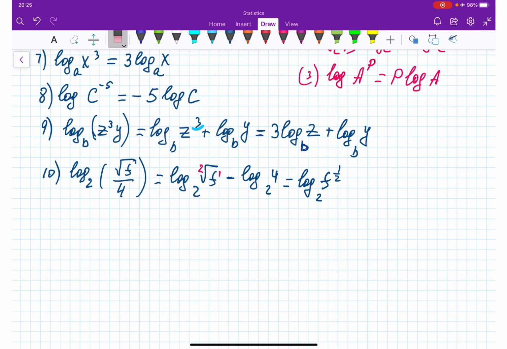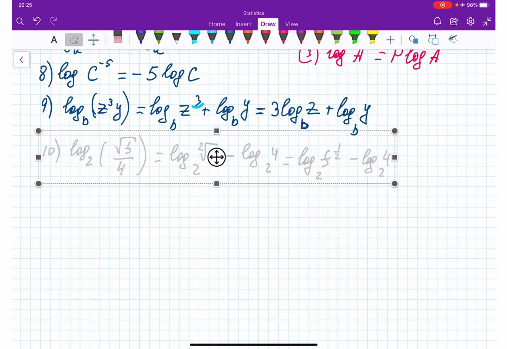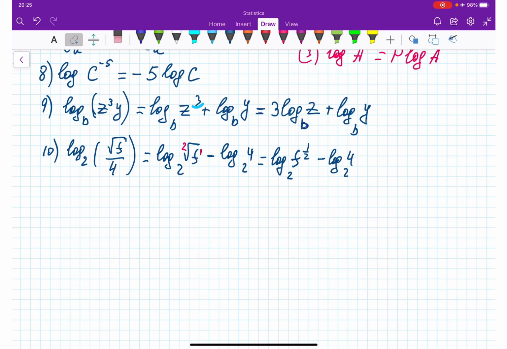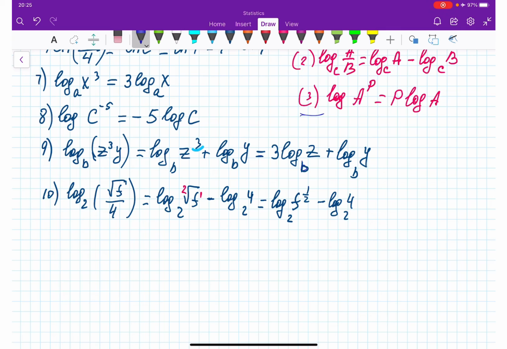Okay, and minus logarithm 4 by base 2. Now this degree 1/2 that we have, what's going to happen with this power? Here's formula 3, right? We are using formula 3. This power is coming in front. This 1/2 will come in front, so it's going to be 1/2 log f by base 2 minus logarithm 4 by base 2.